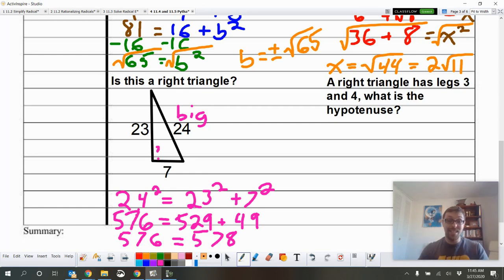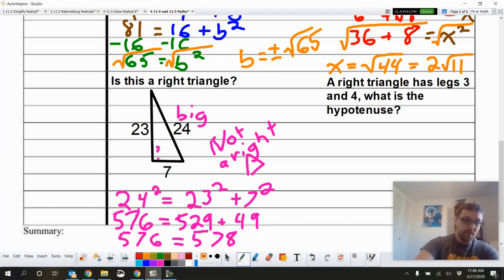Since they're not exactly the same, this is not a right triangle. They need to be exactly the same in order for them to be a right triangle. Since it's off by just a little bit, it's not a right triangle. If this was 576 and 576, then we would say, yes, that's totally a right triangle. But since they're not the same, it is not a right triangle. So if they're equal, then it's a right triangle.